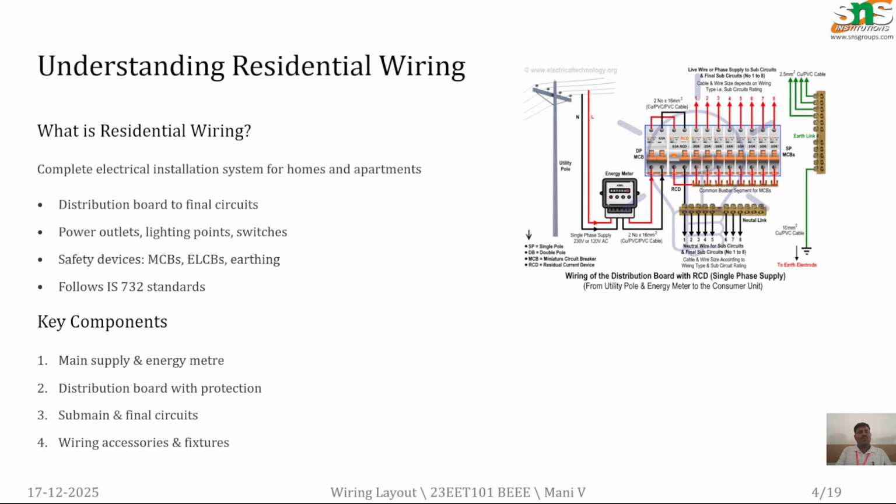We also have to include safety devices in the residential wiring, like a miniature circuit breaker and an earth leakage circuit breaker, and do proper earthing, either plate type or rod type. All residential wiring systems must follow the international standard. The key components include the power supply coming from the utility pole, an energy meter, a miniature circuit breaker for protection, and the distribution board to distribute the power supply to the various switch boxes and wiring accessories.